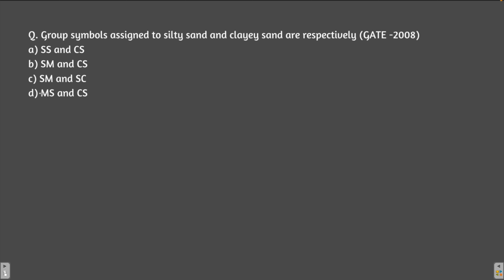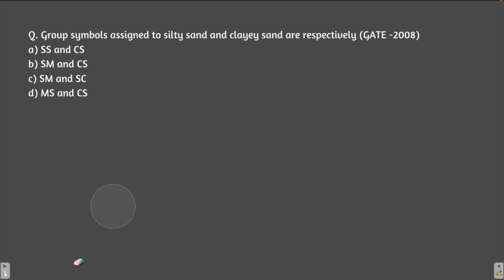Okay, so let's go for one more last question. The group symbol assigned to silty sand. Silty sand, what is it? Sand is S and silty sand is SM. And clayey sand, what is it? Sand is S, you have to write it in a crisscross way, and clayey sand means it is C over here.